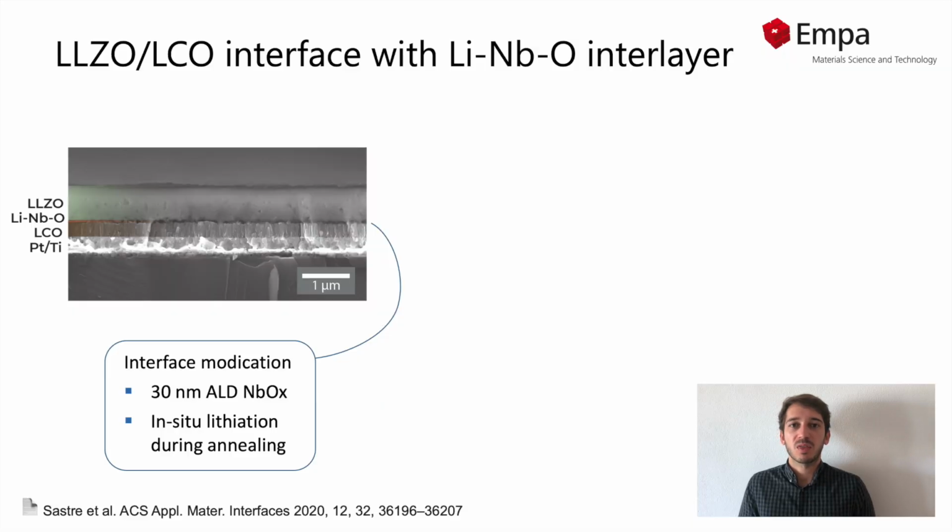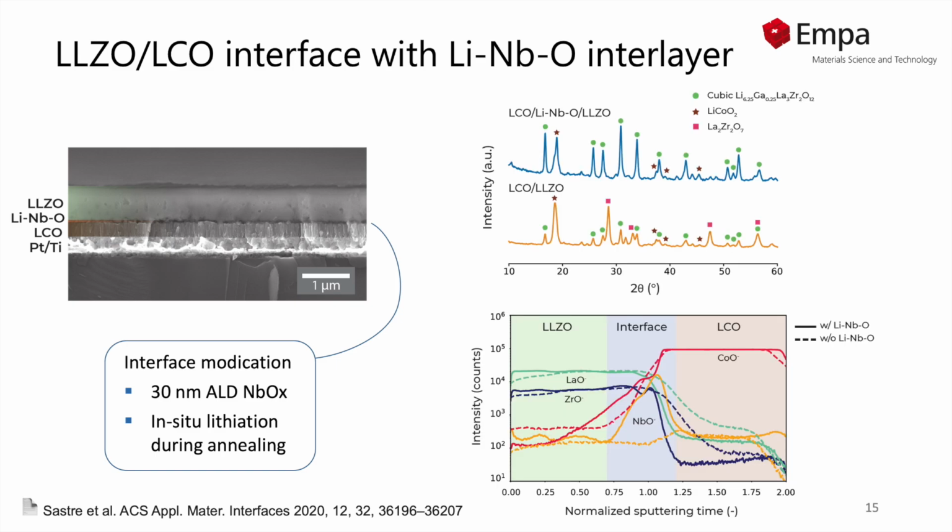In our case, we employed a 30 nanometer ALD deposited niobium oxide, which is in situ lithiated upon annealing. This barrier layer allows us to block interdiffusion and obtain a stable interface. If we look at the XRD, we see that after introducing the niobium oxide interlayer, the films show only LLZO and LCO phase without any impurity. And if we look into the compositional profile, we see that the interdiffusion of zirconium and lanthanum oxide into the cathode is drastically reduced, as well as the cobalt going into the electrolyte.